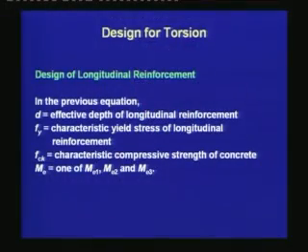In this expression, Me is any one of Me1, Me2 or Me3. d is the effective depth of longitudinal reinforcement. Fy is the characteristic yield stress of longitudinal reinforcement. Fck is the characteristic compressive strength of concrete. And as I said, Me is one of Me1, Me2 and Me3. When we are substituting Me1, we are designing the bottom steel. When we are substituting Me2, then we are designing the steel in the side, and when we are substituting Me3, we are designing for the steel at the top.